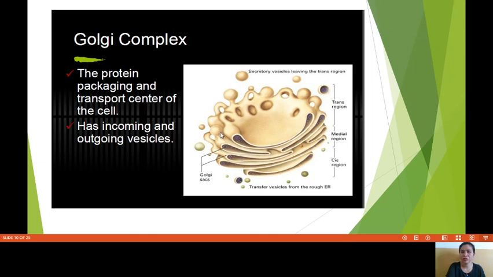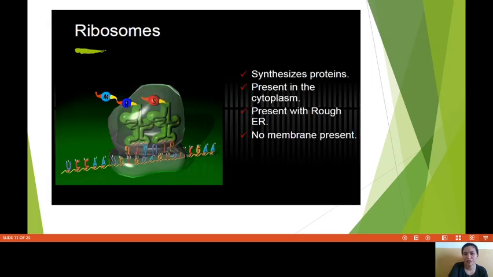That is outgoing. But when these vesicles, the circle ones, attach to the Golgi complex, they are so-called ingoing or incoming. So again, transport and packaging. The protein packaging and transport center is your so-called Golgi complex. Next, ribosomes.